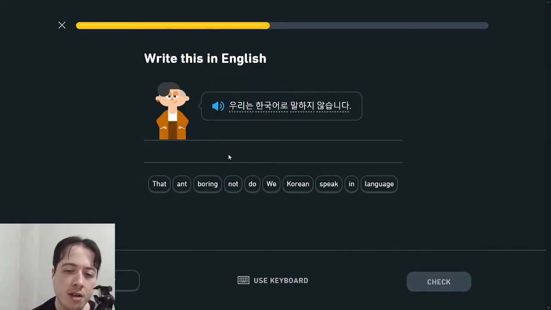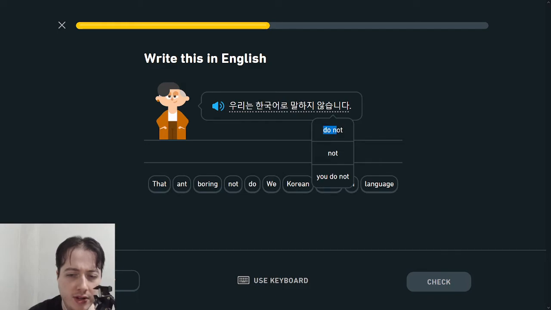우리는 한국어로 말하지 않습니다. I think it's to sit. Sit? No. Is it? 앉습니다. No, it's not to sit. 앉습니다. 우리는 한국어로 말하지... What is 않습니다? Is it to not perform an action? Maybe it's the opposite of 합니다. 않습니다. Do not. Yeah, maybe. Oh, okay. So we do not 말하지. We do not speak Korean. Maybe.